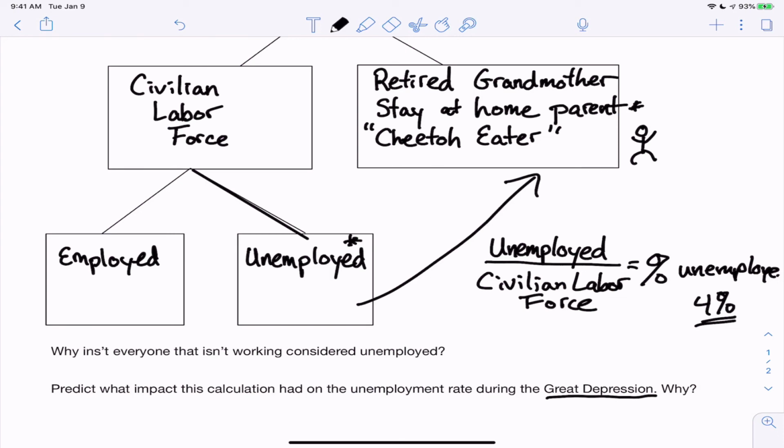So what I'd like you to do is to take a look at our current data, use this diagram to help you figure out the unemployment rate, and put those answers in the Google document.